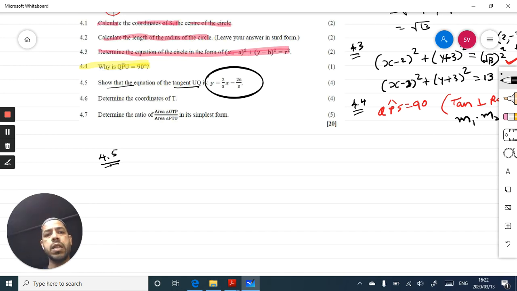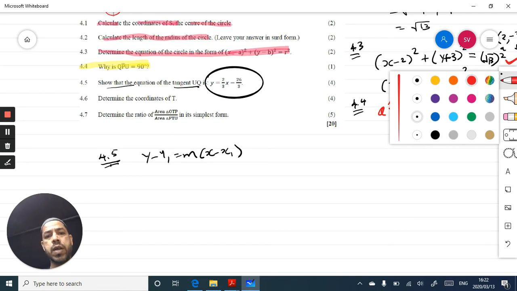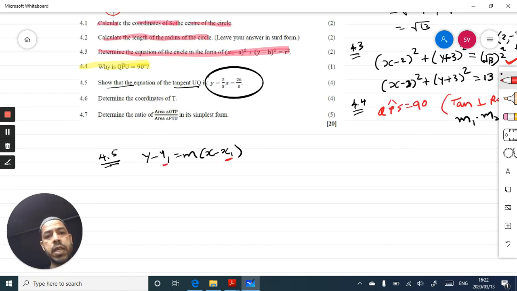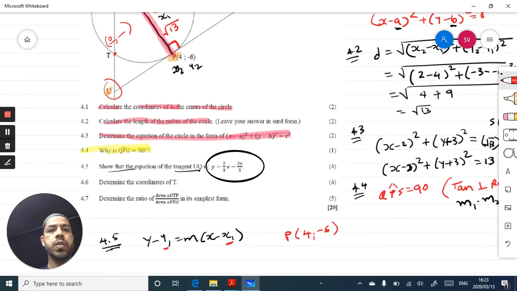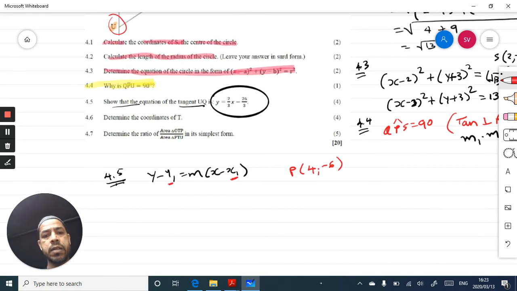So basically, I'm looking for the equation of the line. I'll start with my formula: y minus y1 equals m times (x minus x1). So in this formula, I'm going to look at what I have. I have x1 and y1. That's point P, (4, minus 6) on that diagram. So that's 4 and that's minus 6 on that line. What else am I missing? I'm missing m.